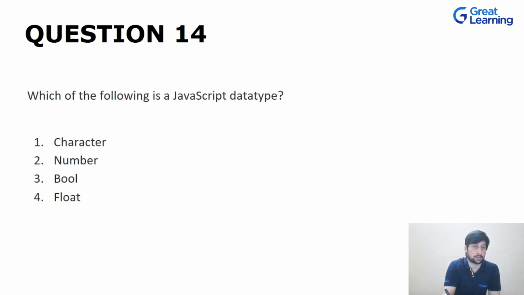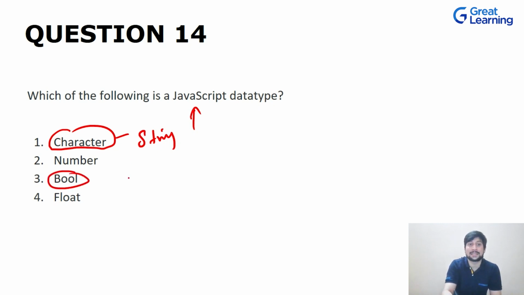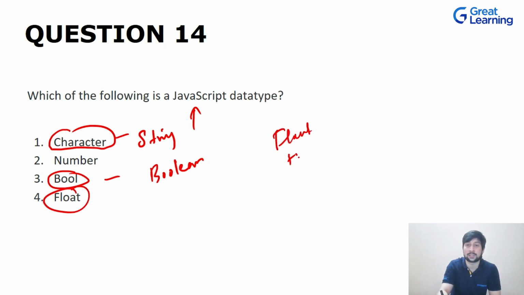Now let's move on to our next question. Which of the following is JavaScript data type? Now we know there are some primitive data types in JavaScript. There is no such thing as character in JavaScript. There is strings, right? There's a string data type. When you talk about this bool, there is no such thing as bool. The data type is boolean. And there is no such thing as float, because floating point numbers, your positive numbers, your negative numbers all fall under this number data type.